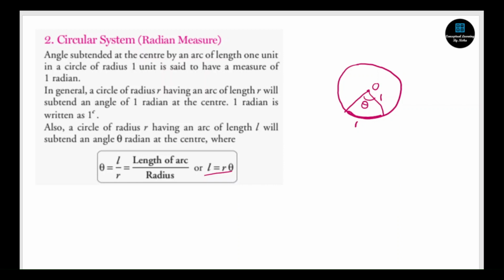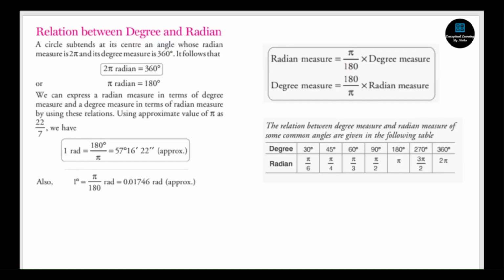All right, the relation between degree and radian. As we discussed, 360 degree is the complete revolution, which is called 2 pi radian. So pi radian equals 180 degree. Now I can convert using this: 1 radian equals 180 degree over pi. This gives me approximate values. And I can use the formula to convert degree measure to radian measure or vice versa.